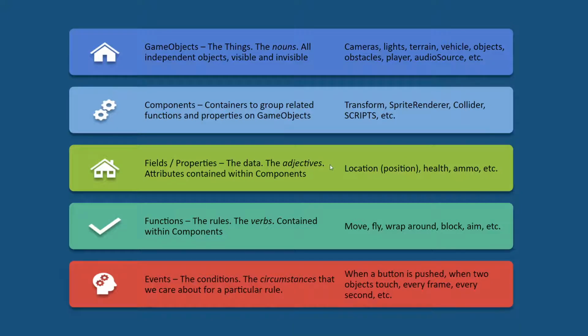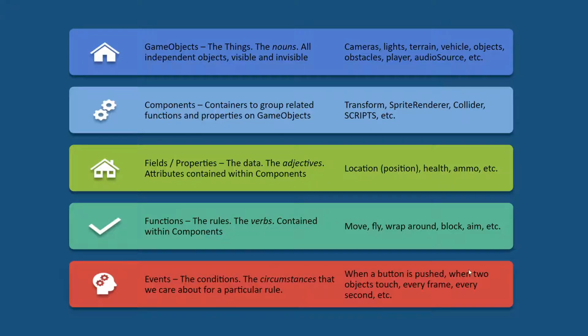These are all data. Functions, the rules, the verbs, they are contained within components, things like move, fly, wrap around, block, aim, print, tell the player, take a turn, right? Those sorts of things. The events, which we're going to be creating our own events in the first version, or kind of pseudo events, right? The conditions, the circumstances that we care about for a particular rule, or in order for a particular rule to be enacted or enabled or executed, right?